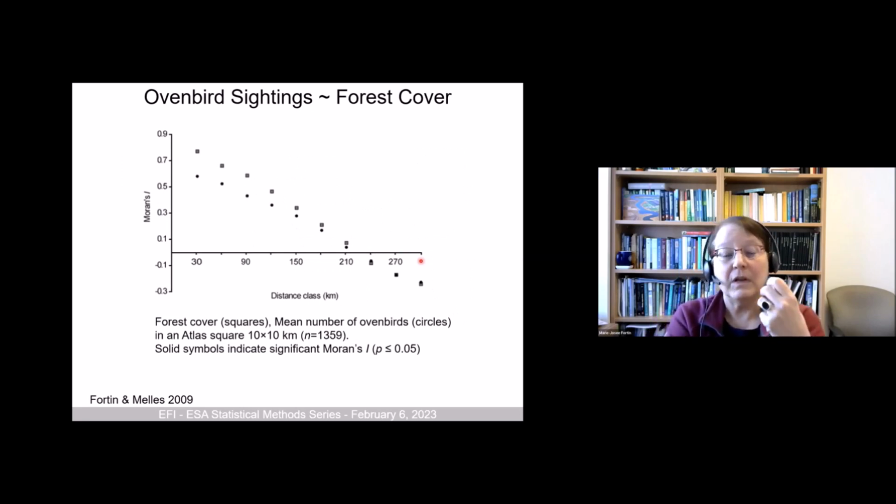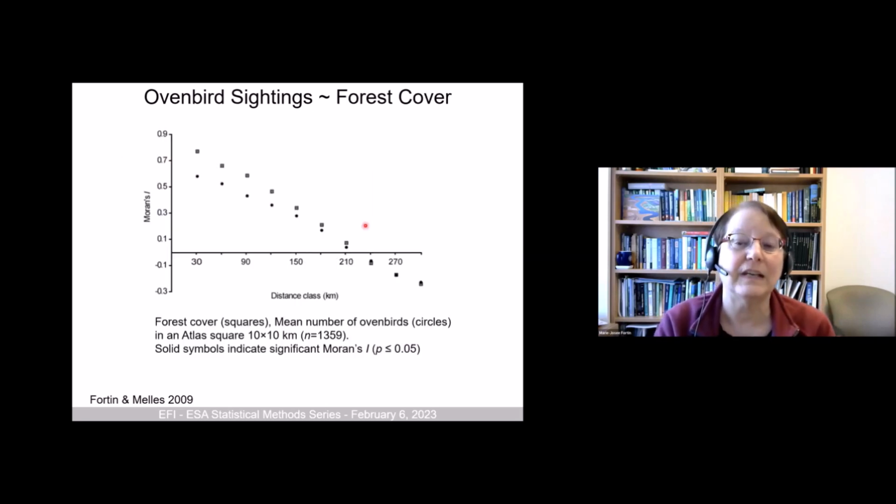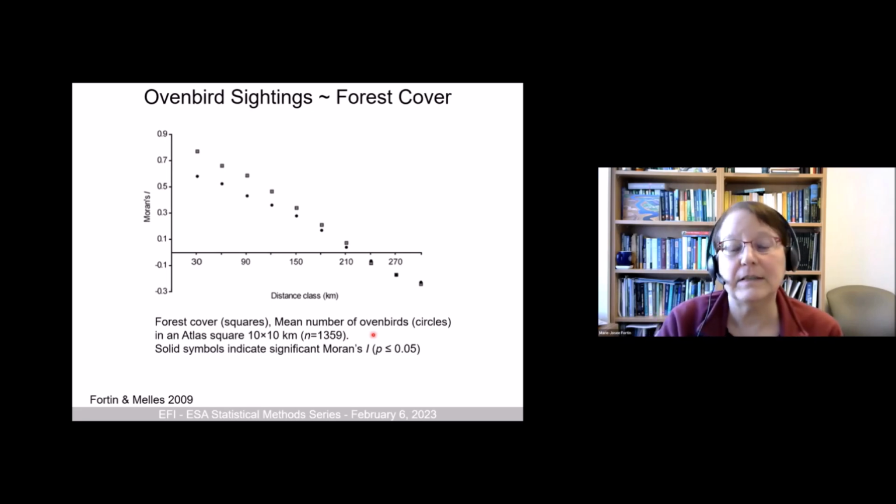We first measured the degree of spatial autocorrelation in the raw data. So this is a case where we have a correlogram, and here the square is for the forest, the circle is for the ovenbird, and you can see the relationship is very strong, as there's a south-north gradient of forest, and the birds are matching the amount of forest in their number of sightings. So the spatial autocorrelation is strong, and definitely significant. And here the number of cells, we have 1,359 of them. So there's a lot of information in that analysis.